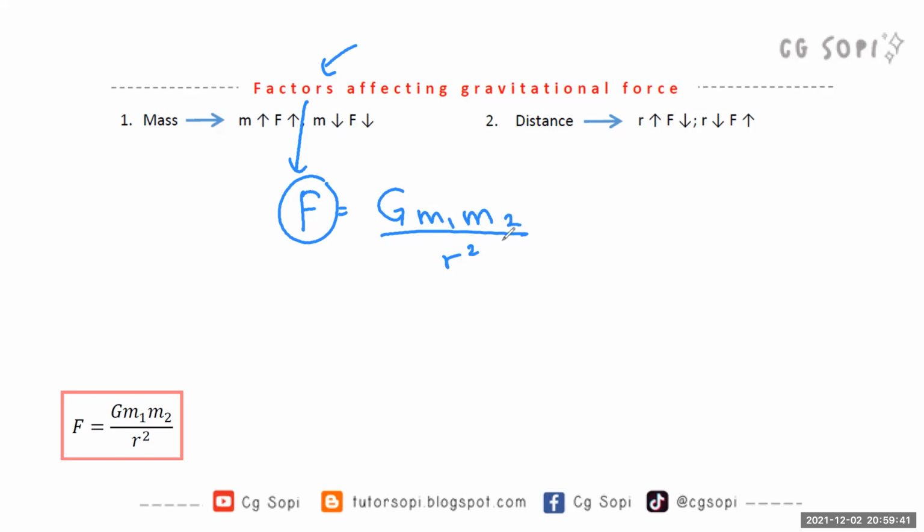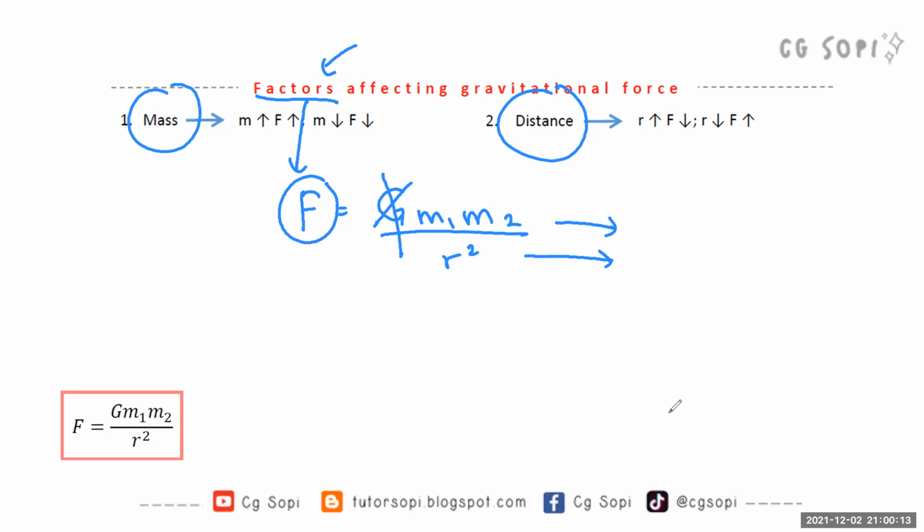Between all of these four values, the one that is constant is G. So G is not part of the factors, because factors means that you can change them, increase, decrease. But the gravitational constant is constant itself, so you cannot change it. That is not a factor. This leaves us with M and R, which are the mass and the distance. So the factors affecting gravitational force are mass and distance.